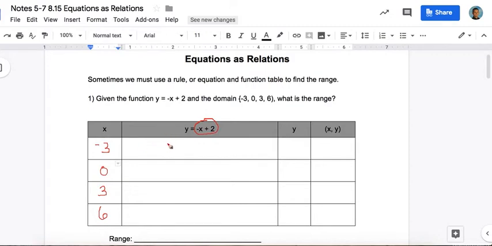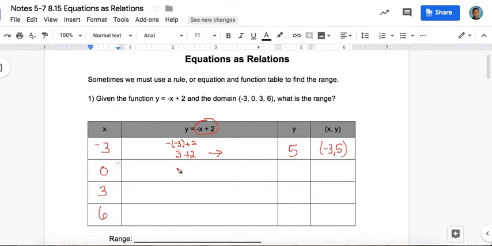What I'm going to do is substitute the negative 3 in. If I'm substituting negative 3 in, there's already a negative there, so I'm going to put the negative 3 in parentheses. And I'm going to add 2. Well, what's a negative times a negative? That would be a positive, so 3 plus 2. I'm going to draw an arrow over here, would be 5. Now I'm going to put those together and I get negative 3, 5. So the first range value would be 5.